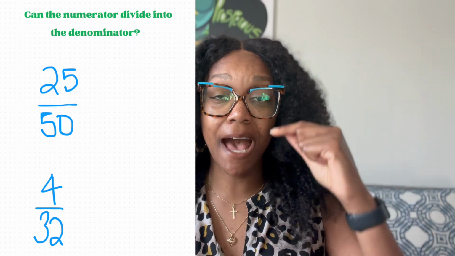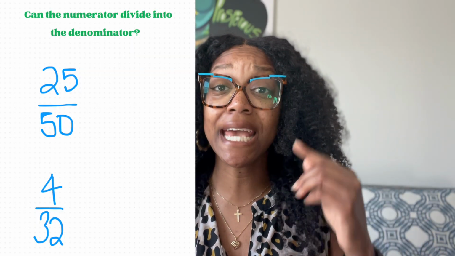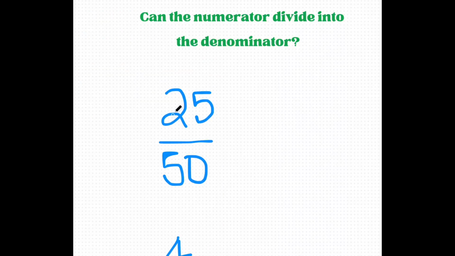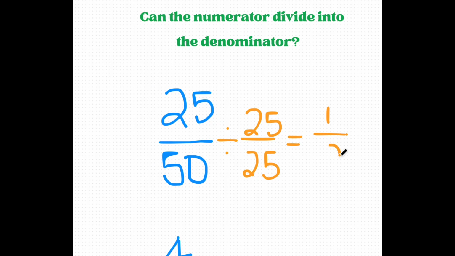If they're both not even, if they both don't end in a 0 and 5, I need to then ask myself for step 3, can the numerator divide into the denominator? So I tell my students, can I count by the numerator to get to the denominator? So I'm going to ask myself, can I count by 25 to get to 50? Yes. So I'm going to divide the numerator and the denominator by 25. How many 25s are in 25? 1. And how many 25s are in 50? 2. So my simplified fraction is a half.